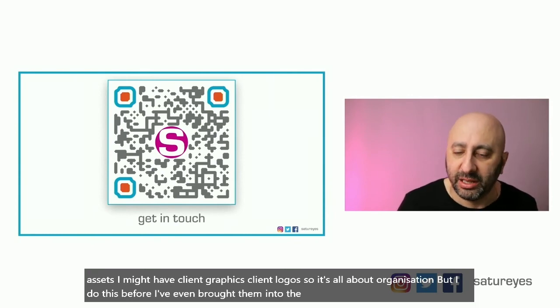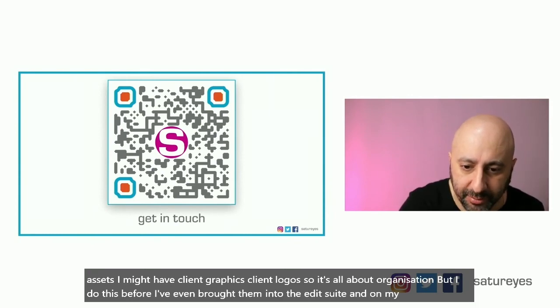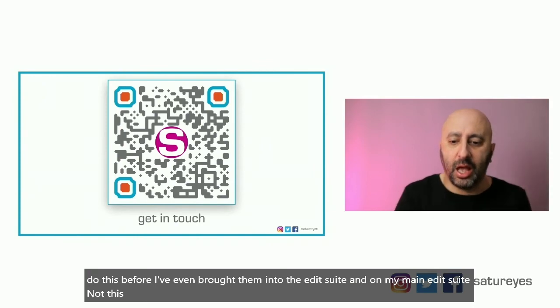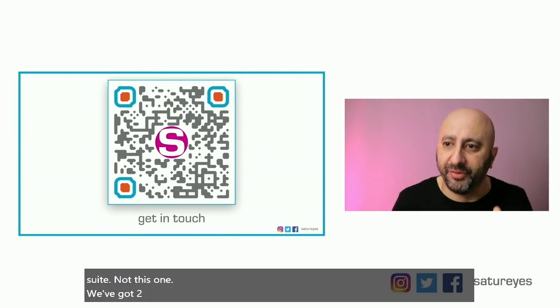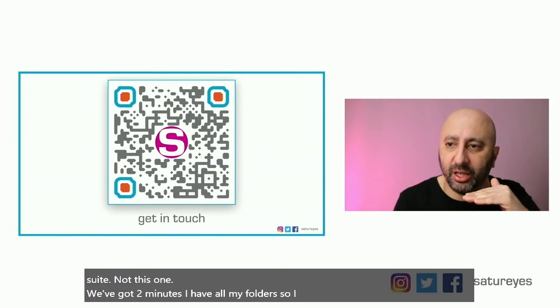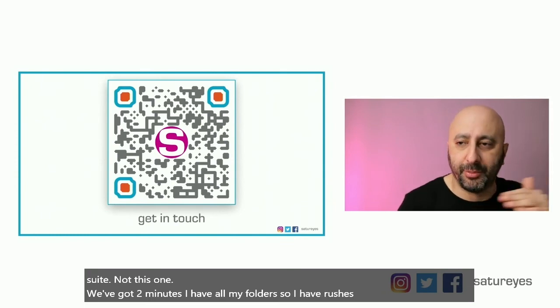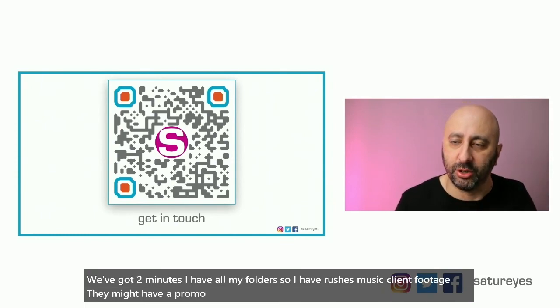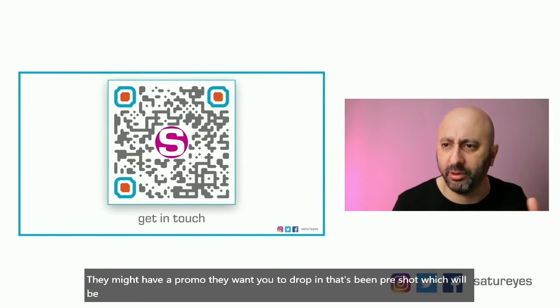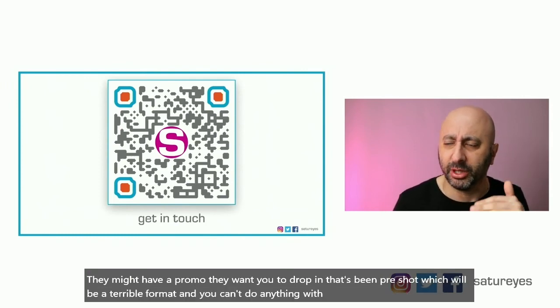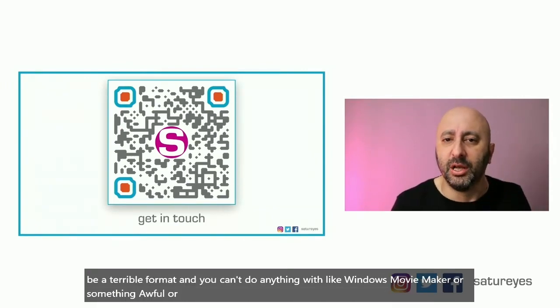And on my main edit suite, not this one, I have all my folders. So I have rushes, music, client footage. They might have a promo they want you to drop in that's been pre-shot, which will be a terrible format you can't do anything with, like Windows Movie Maker or something awful, or an AVI from 1982. Be prepared for all this.